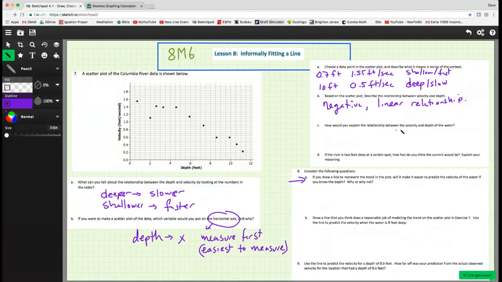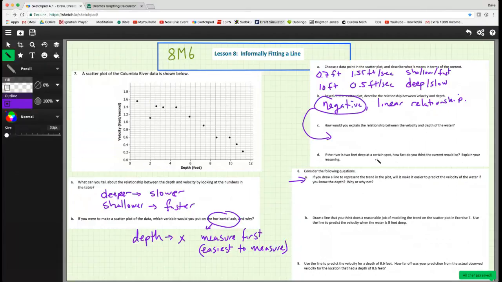How would you explain the relationship between velocity and depth of water? Well, we just kind of answered that. It's a negative relationship. If the river is 2 feet deep at a certain spot, how fast do you think the current would be? Explain your reasoning. Well, let's look at it. 2 feet deep. Do we think that every spot in the river that's 2 feet deep would have 1.1? Or do we think probably that a line goes more like this, and that at 2 feet deep, it may be a little faster some of the time and slower some of the time? That's going to be kind of the question.